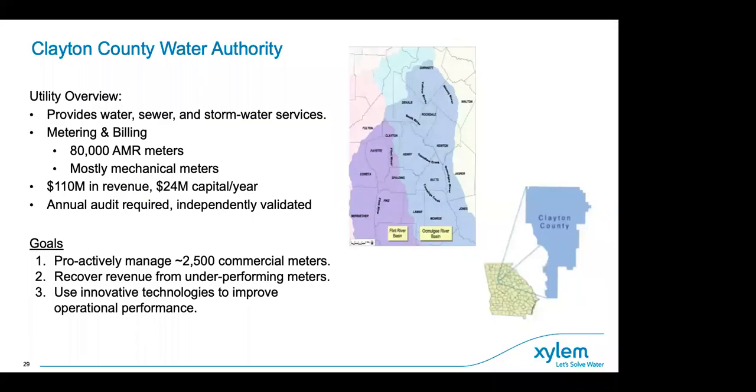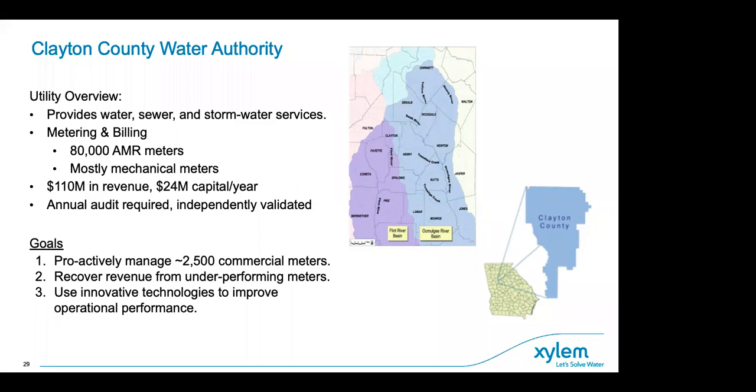So with that, I want to go into a case study that we have from a utility in the southeast of the US, near Atlanta. The utility is called Clayton County Water Authority. They provide water, sewer, and stormwater services. They have about 80,000 meters, and they're on AMR. They're mechanical meters. As a utility, they've got about 110 million in revenue, and they spend about 24 million a year on capital projects.